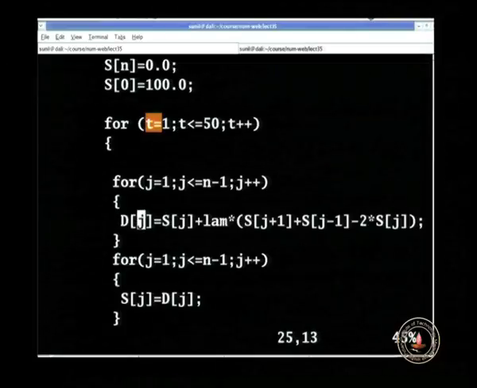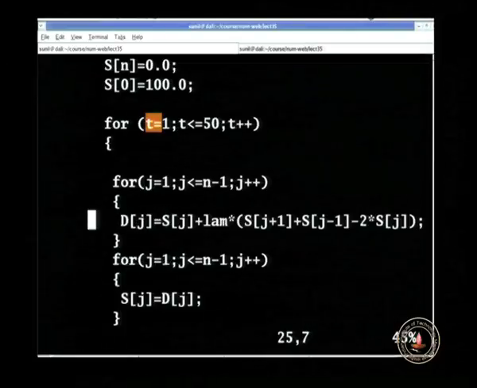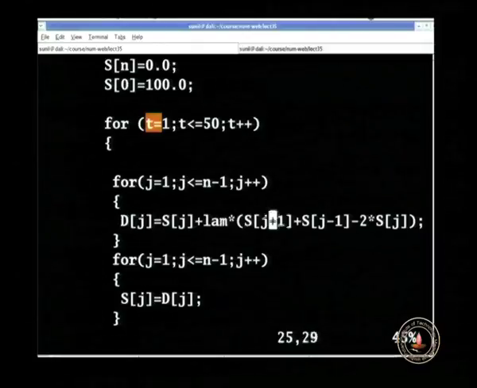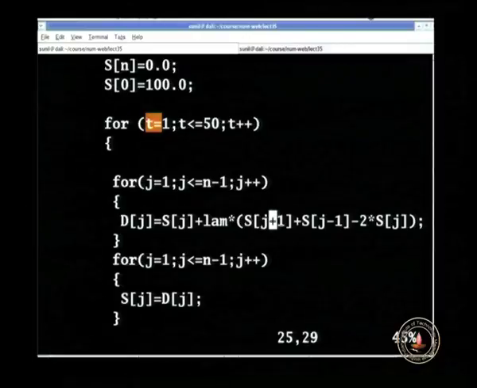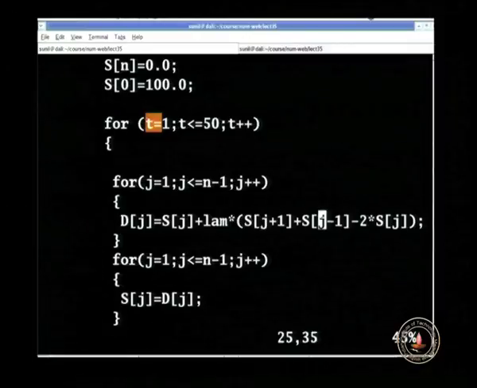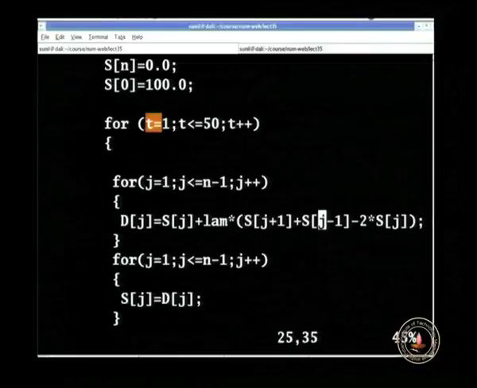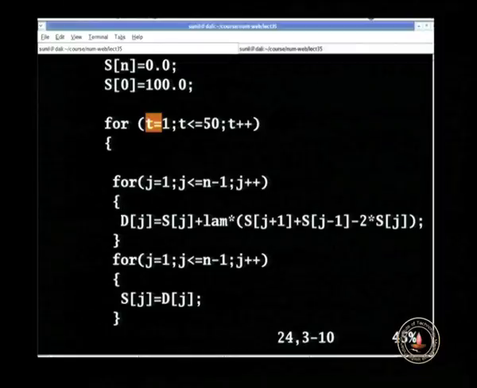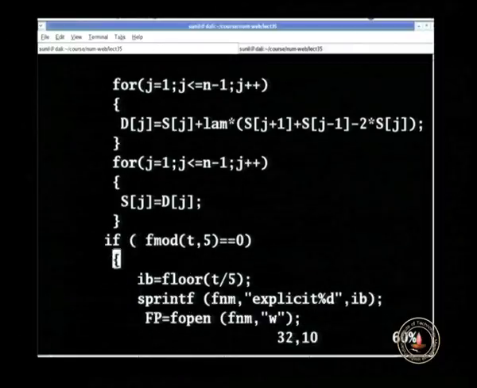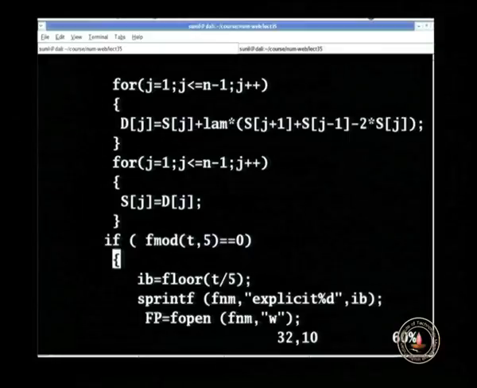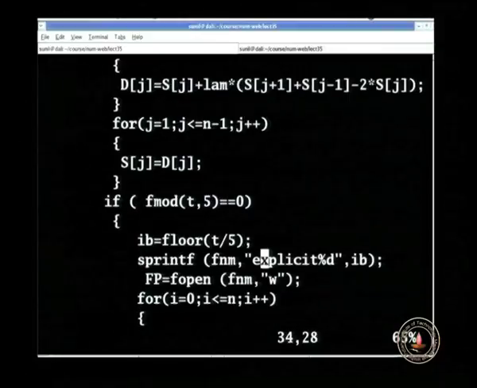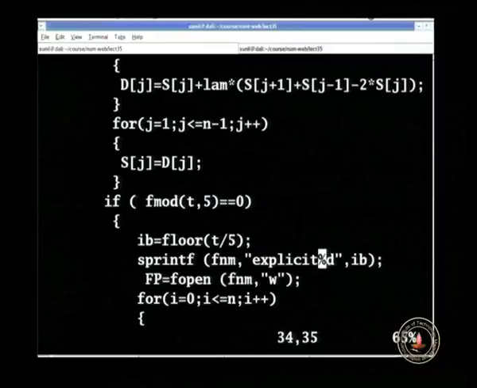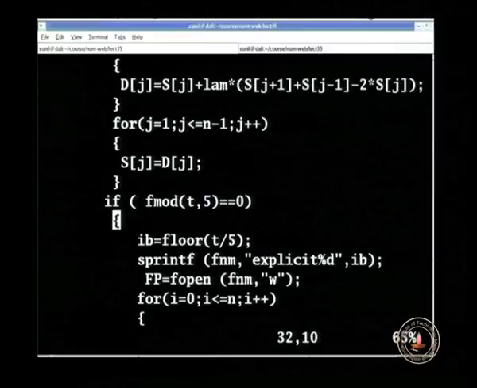This is time t plus 1 and this is time t. So at time t plus 1, the temperature is equal to that at time t plus lambda times the second derivative of the function. Then after the calculation is over, I transfer time t plus 1 to time t and go back and do the next time step, etc. Every 5 time steps I write that temperature profile into a file named explicit 1, explicit 2, etc. Now this is a method of writing files like that.